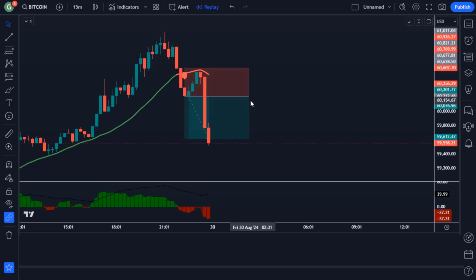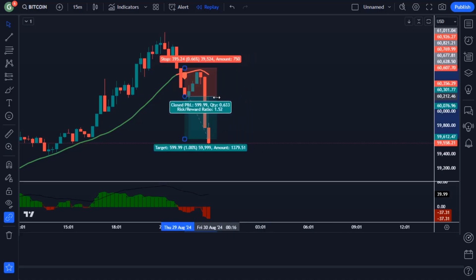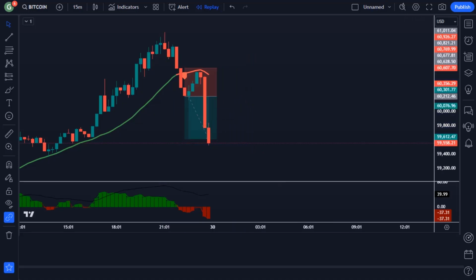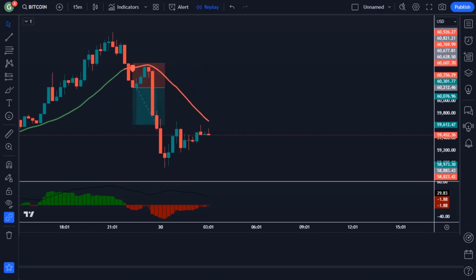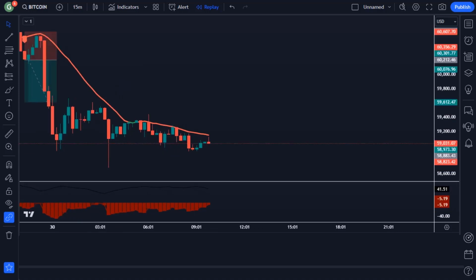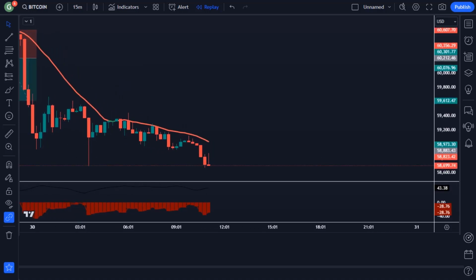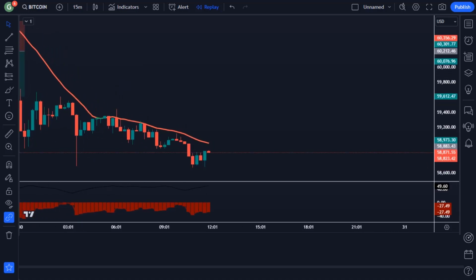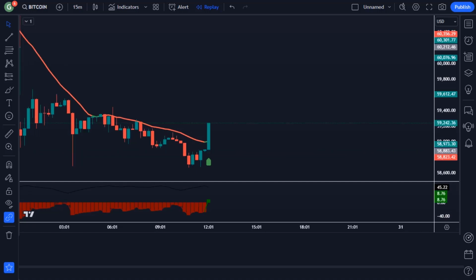The market has completely hit this target. We must remember one thing, that no strategy works 100% in the market. Let's find the next trade. We have got the signal.